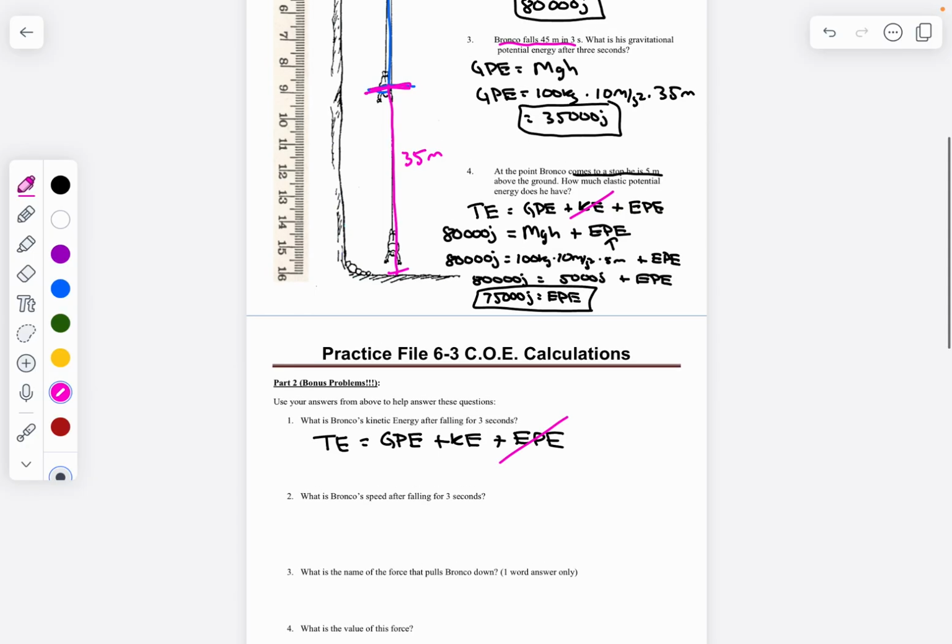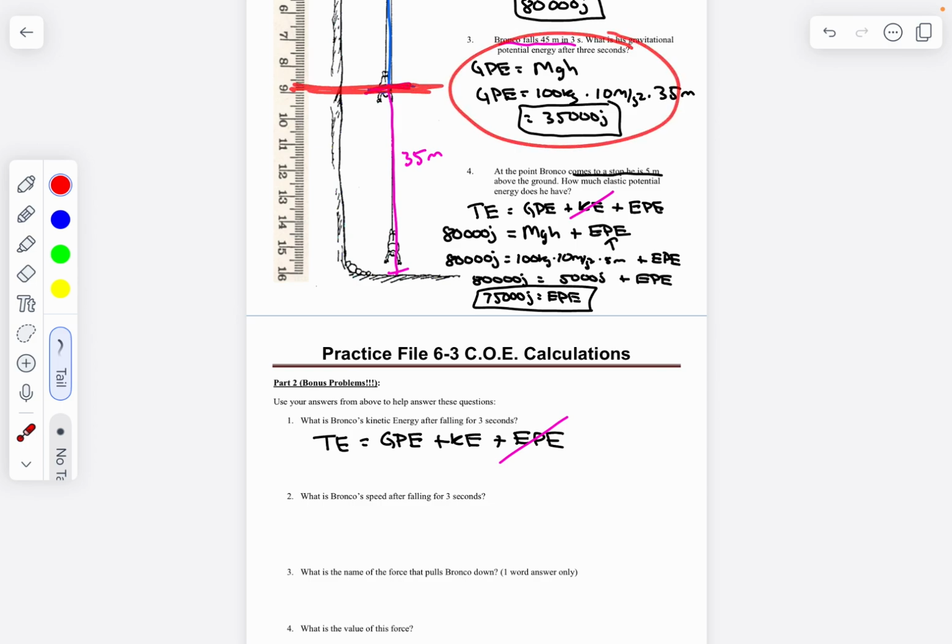We also know, because we found it earlier, at this position, 3 seconds in, he has 35,000 joules of gravitational. So that's our GPE. And of course we know our total because that never changes. It's 80,000 joules.